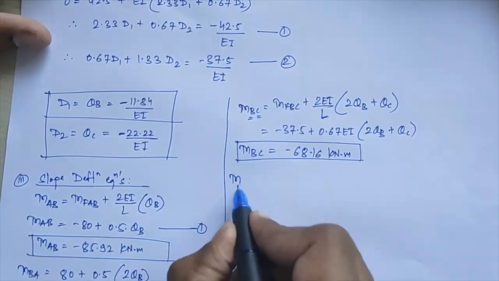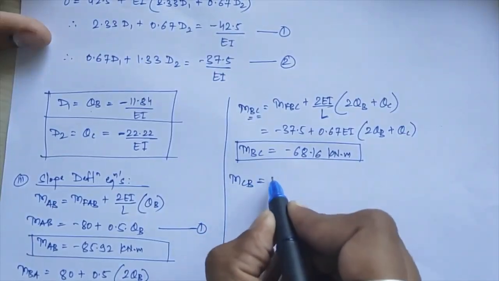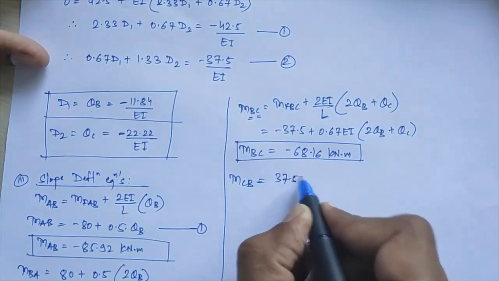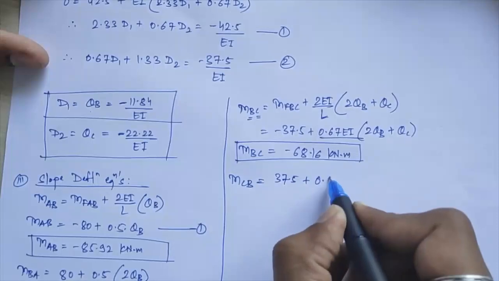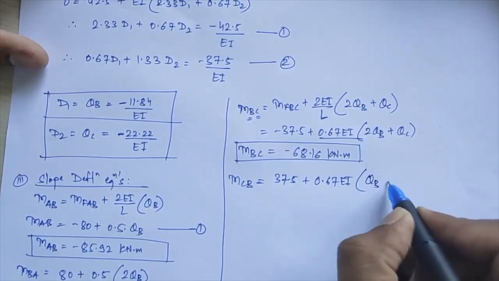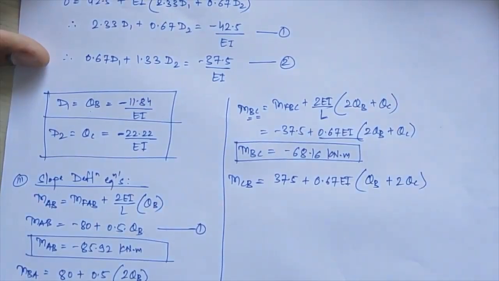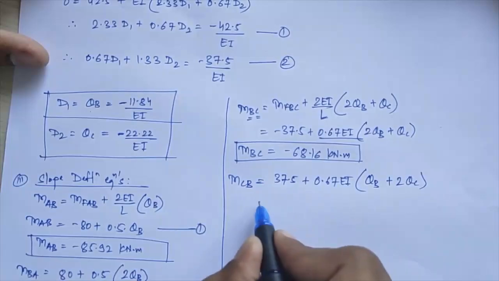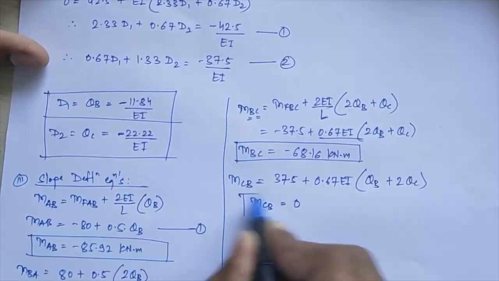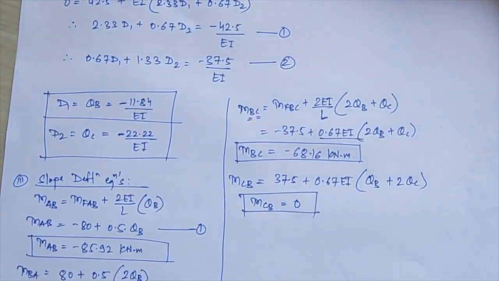And last, MCB, that will be your MFCB. It is 37.5 plus 2EI upon L, same, that is 0.67 of EI. Here near end and far end will be reversed, that is theta B plus 2 times theta C. So if I substitute theta B and theta C again, I have got MCB equal to 0. MCB is equal to 0.